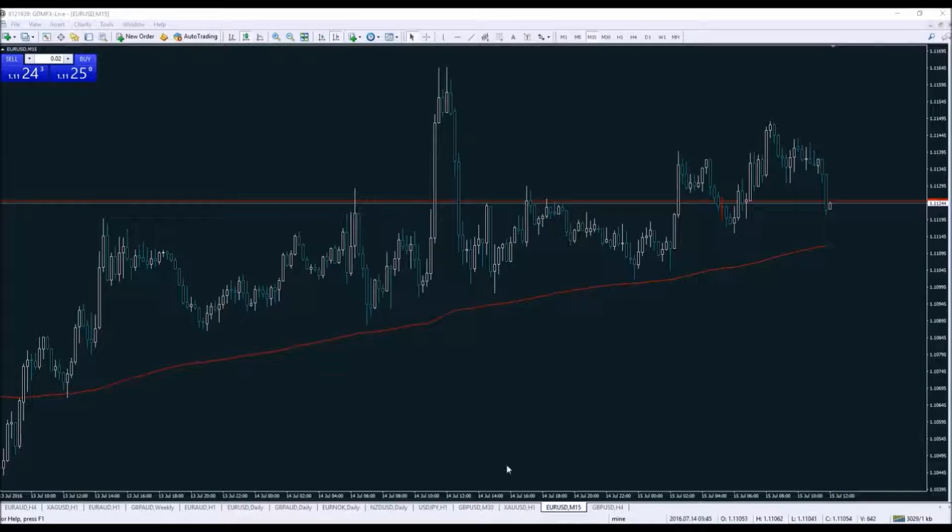In today's session, ladies and gentlemen, we will have a look at another scalping system, but today we will actually focus on the 15-minute chart. As you can see on your screens, we're looking at the Euro-Dollar 15-minute chart.